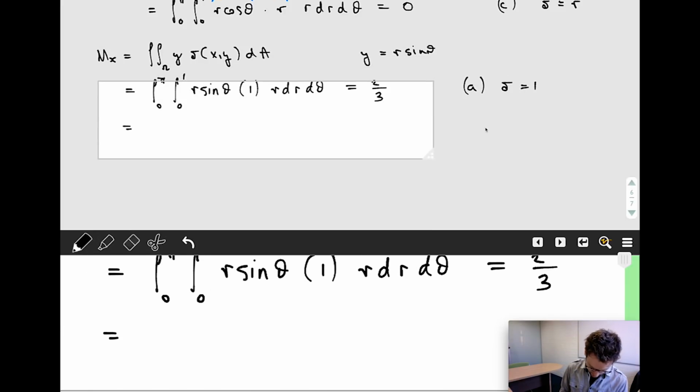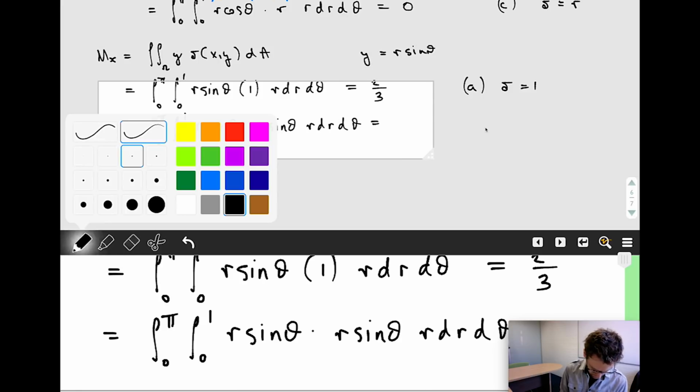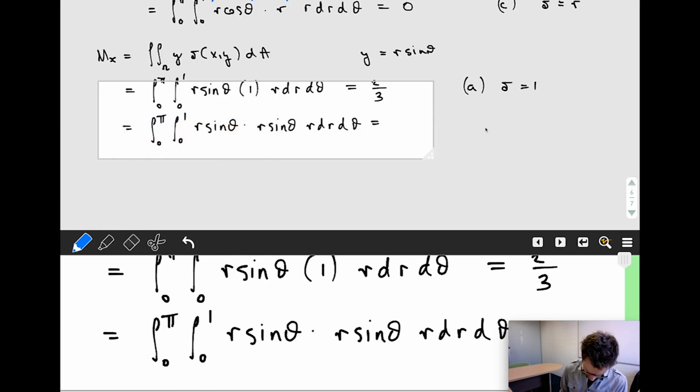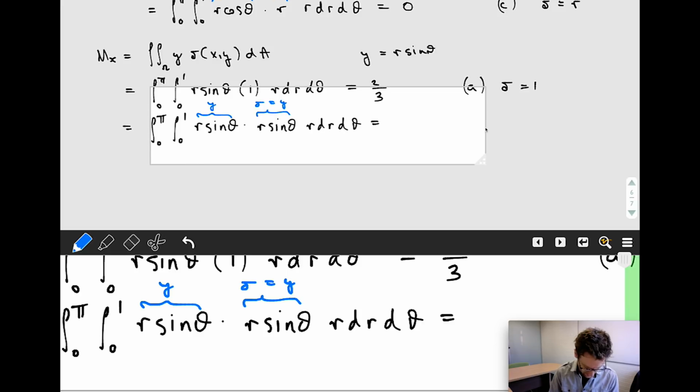Let's look at the variable density case b. So y again is r sine theta. The density in this case is also y, so r sine theta, r dr d theta. So here I've used r sine theta is equal to y, and the density is equal to y, is equal to r sine theta. So carrying out that integral, you'll find that the first moment about the x-axis is pi over 8.